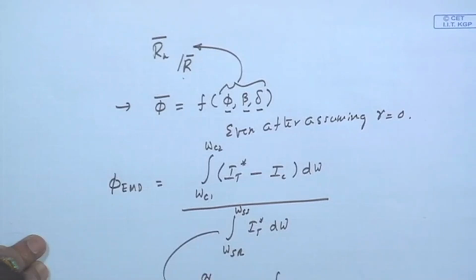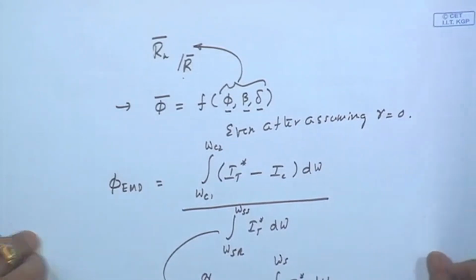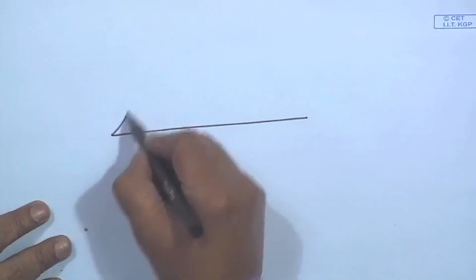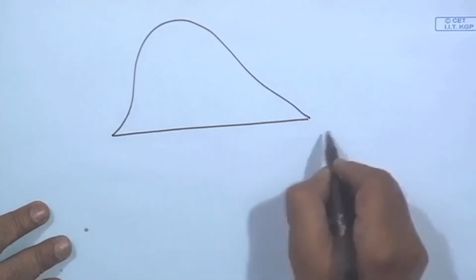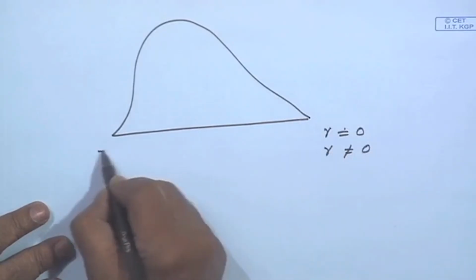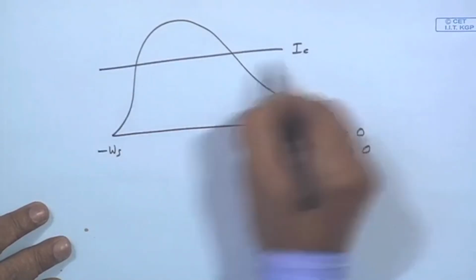And assuming that you take care of the beam radiation component. In other words, certain parts IT star will be non-zero or only diffuse radiation. This can be explained, this omega C1 and omega C2, the critical, it need not be necessarily symmetric, gamma can be 0 or gamma need not be equal to 0, minus omega S plus omega S, this is IC.